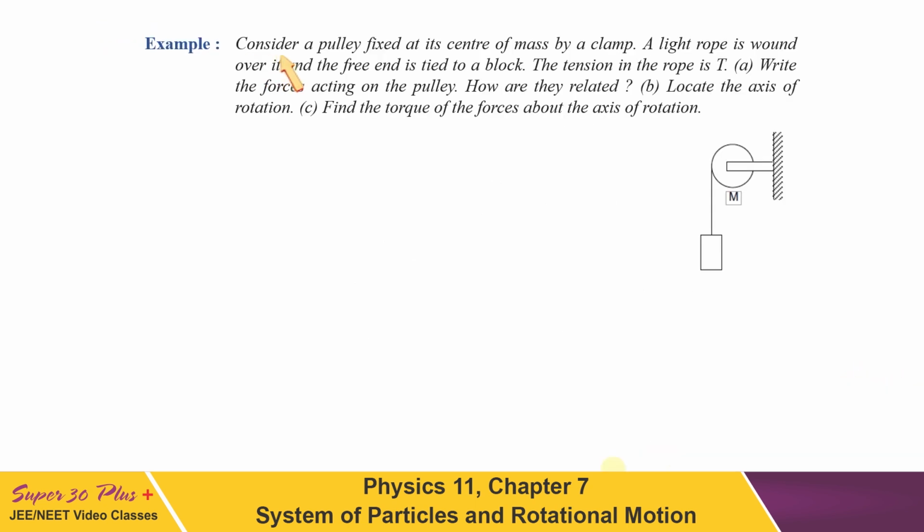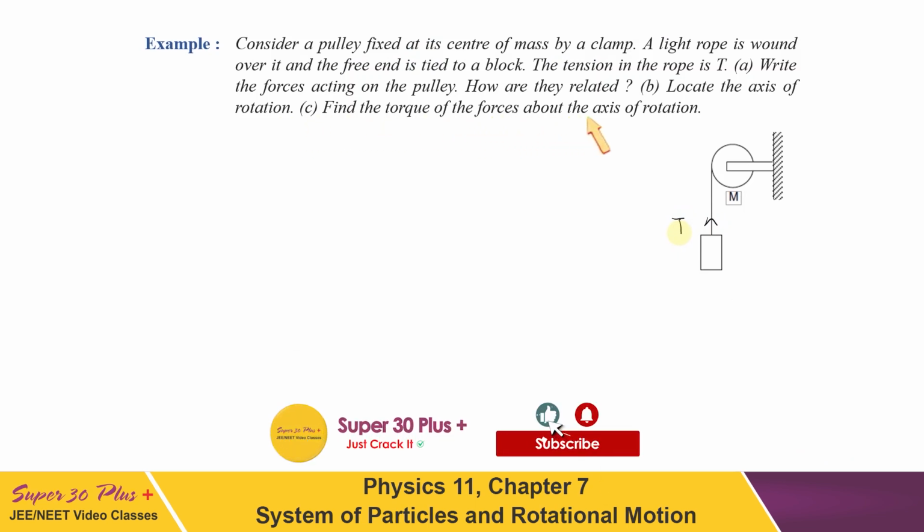Consider a pulley fixed at its center of mass by a clamp. A light rope is wound over it and the free end is tied to a block. The tension in the rope is T. First, write the forces acting on the pulley and how they are related. Second, locate the axis of rotation and find the torque of the forces about the axis of rotation.